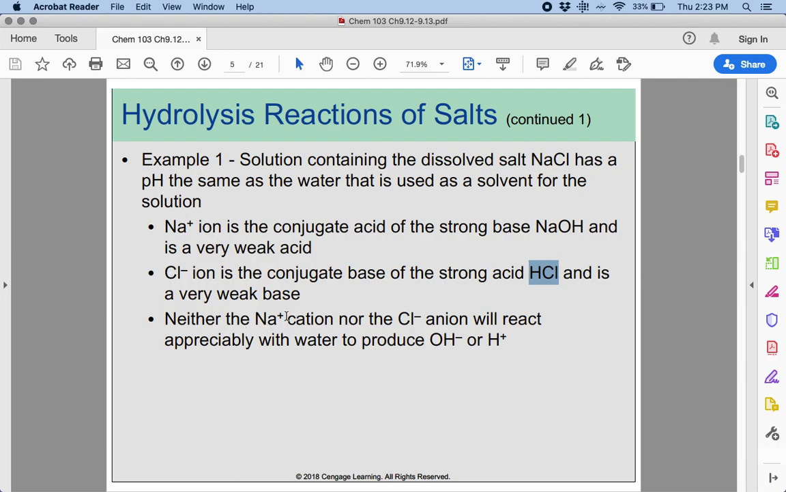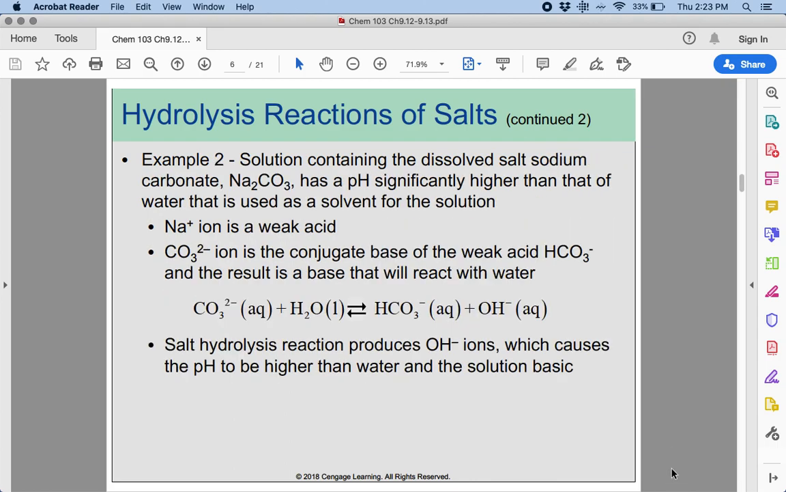So neither the Na+ cation nor the Cl- anion would react a whole bunch to produce extra amounts of OH- or H+. And this is why, when we add NaCl to water and make a saltwater solution, we don't really see a significant change in the pH. However, that's not always the case.